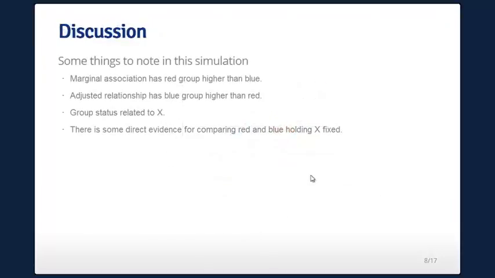So let's just go through these points. Some things to consider. The marginal association has the red group higher than the blue, but the adjusted relationship has the blue group higher than the red. In this case, group status is related to x, but we do have some overlap. If you hold x constant, there are some areas where we have a direct comparison, and that's this final point right there.